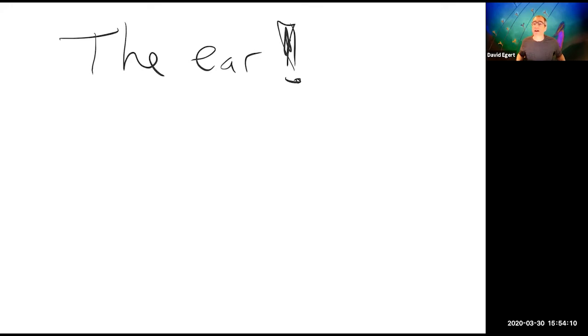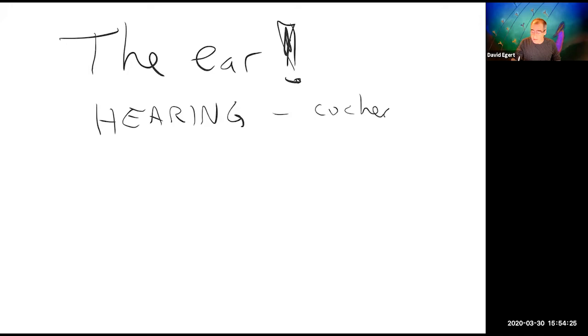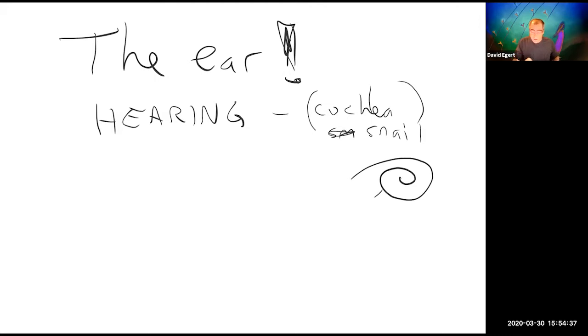So first thing to talk about with the ear is the ear is doing lots of things. Again, we think about it doing hearing. That is just one thing it does. This is going to be the cochlea. Cochlea comes from Latin for snail. It actually kind of looks like that. So hearing, we're going to spend a lot of time talking about hearing, but that's just one part, the cochlea.